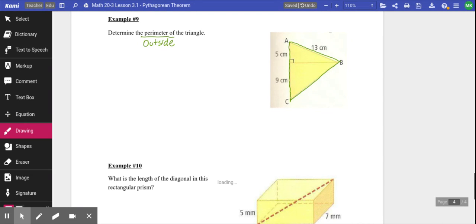All right, looking at this question. If I want to do the perimeter, I can almost do it right now. The perimeter would be 13 plus 5 plus 9.